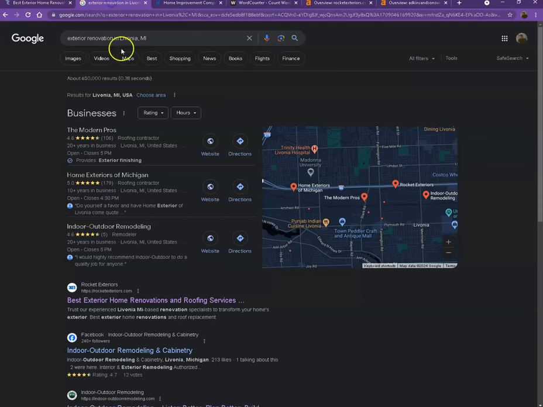So I actually did a quick search of exterior renovation in one of the areas you're servicing, and we'll talk more about the results that we have here. Starting off with the first one, this is what we call the map hack. This is something you really would like to be on since these are the ones that get a lot of attention, a lot of traffic, and are easier to find.